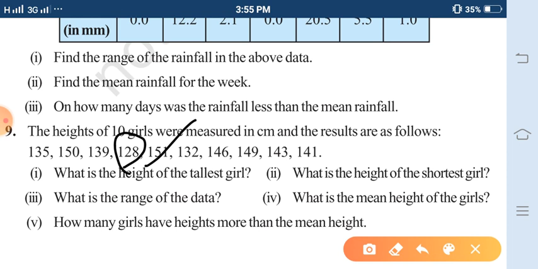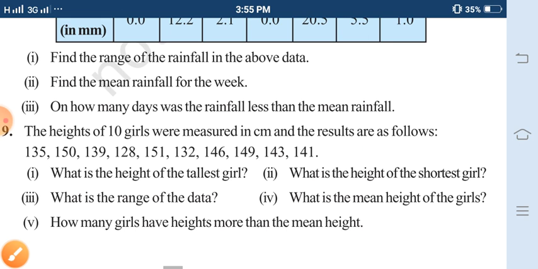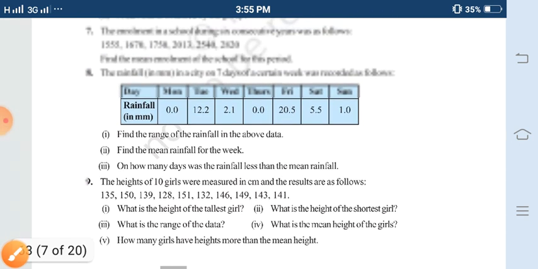What is the mean of the height? You will find the mean. After that, how many girls have height more than the mean height? Students, in the same way, first of all, you will find the mean. Then you will look for the values which are greater than the mean height. So this was your 9th question. You will do it yourself. Your next topic is mode.